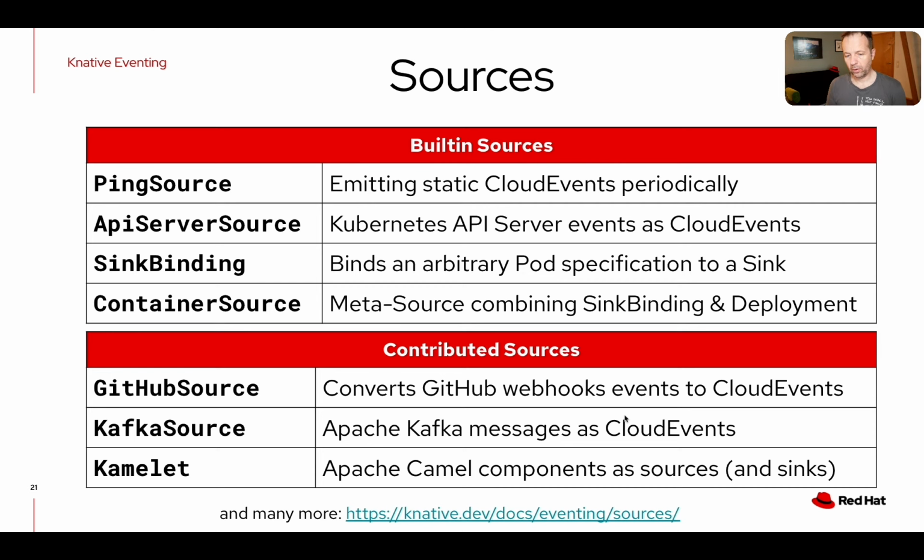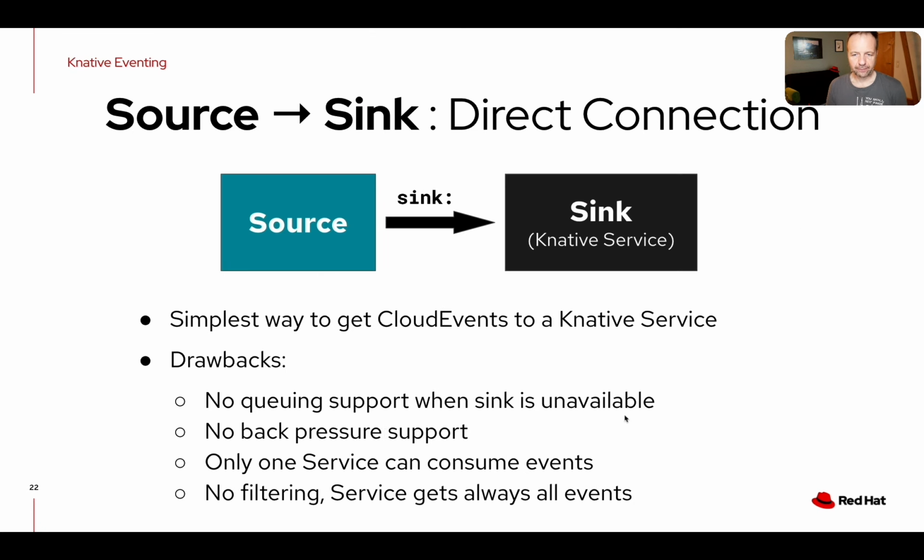So you probably have heard about Apache Camel, which is an integration framework that allows you to connect to different external systems. And Camelets allow you to leverage all these 100, 200 plus components from Camel directly as a Knative source. Okay, now we know what a source is. Now let's quickly talk about how you can connect a source to a sink.